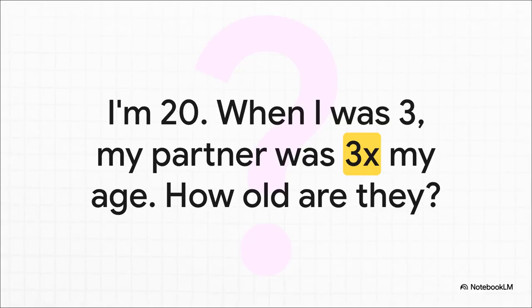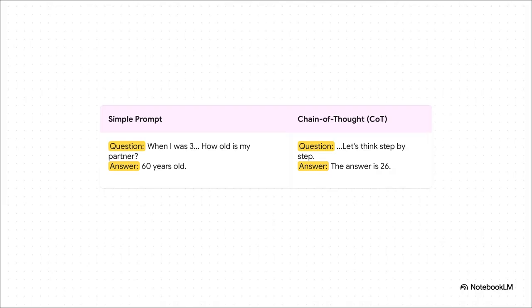So you throw this classic logic puzzle at an LLM with a simple prompt, and what happens? It usually flunks it. And you might wonder why. Well, it's because it's not actually reasoning. It's just pattern matching. It sees the numbers 3 times, and 20, and it just mashes them together without any logic, giving you a totally bizarre answer. And here, right here, is where you see the magic of a technique called chain of thought.